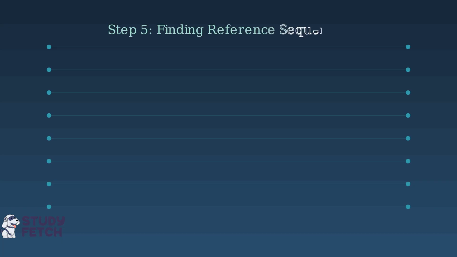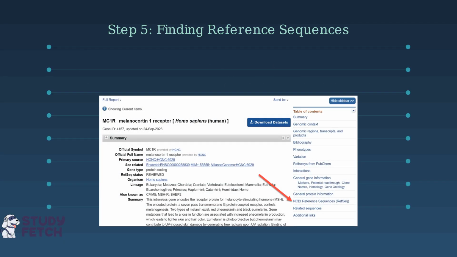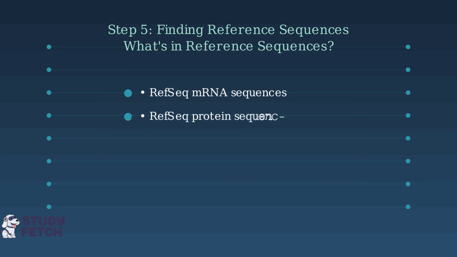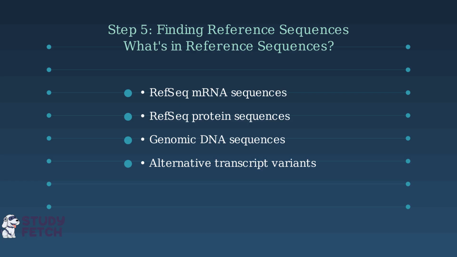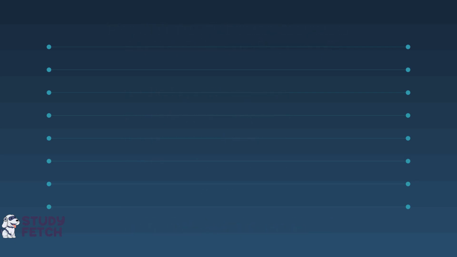Now that you've selected your gene of interest, the next step is to find the reference sequences section on the gene record page. Here we can see the MC1R gene record page. Notice the table of contents on the right side, where the reference sequences section is highlighted. The reference sequences section contains various types of sequence records for the gene, including messenger RNA, protein, and genomic DNA sequences. RefSeq sequences are particularly important because they are curated and validated by NCBI, ensuring high quality and accuracy for research purposes. In the next step, we'll learn how to choose the specific sequence you need from this reference sequences section.